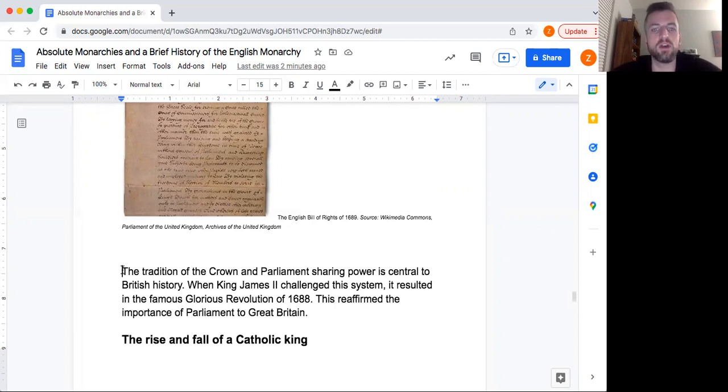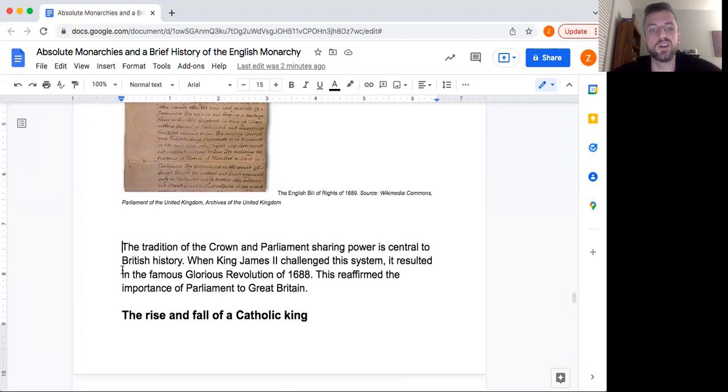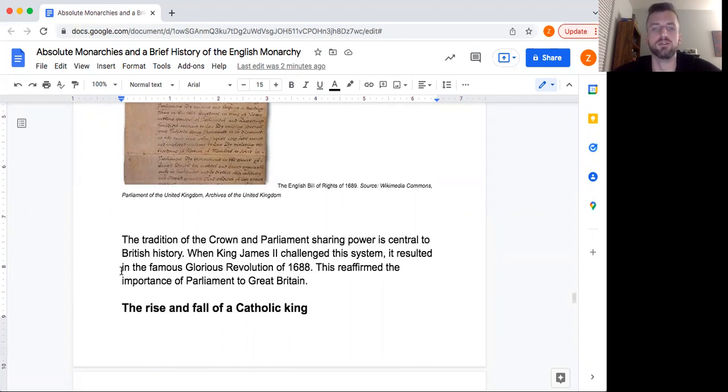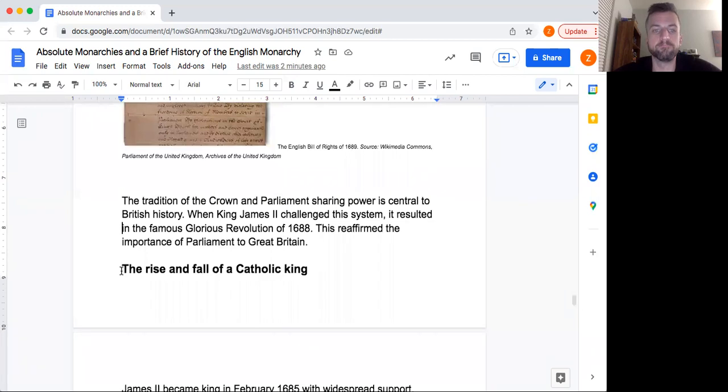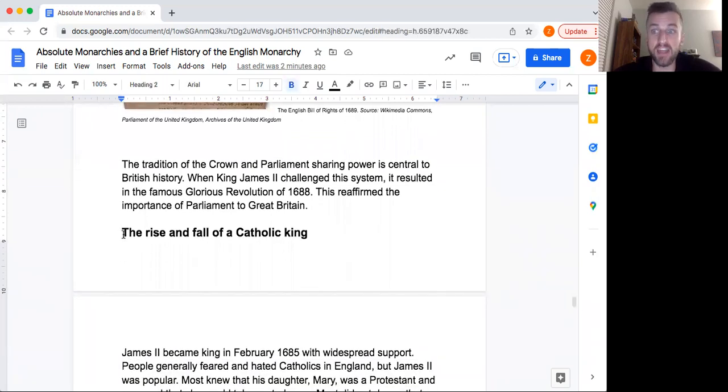The tradition of the crown and parliament sharing power is central to British history. When King James II challenged this system, it resulted in the famous Glorious Revolution of 1688. This reaffirmed the importance of Parliament to Great Britain. The rise and fall of a Catholic king. Wow, I wonder why they didn't like the Catholic guy.